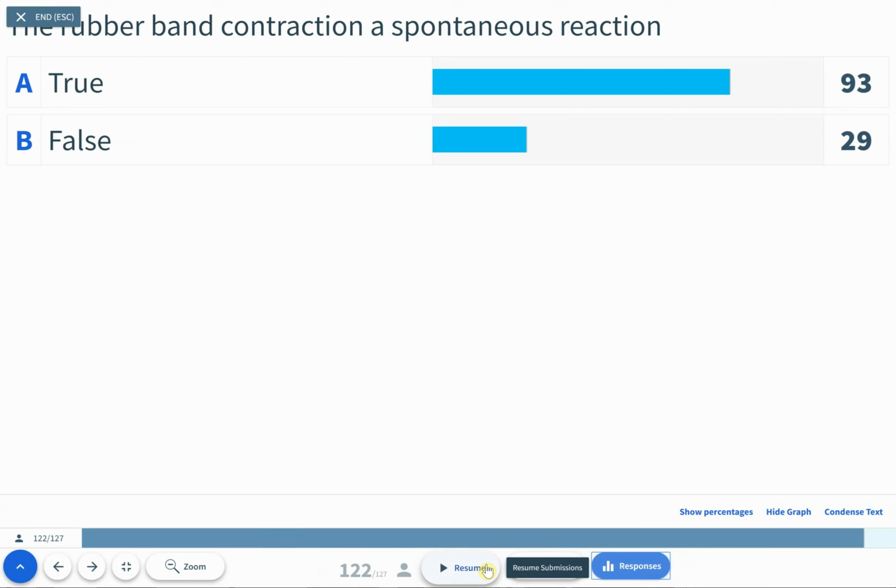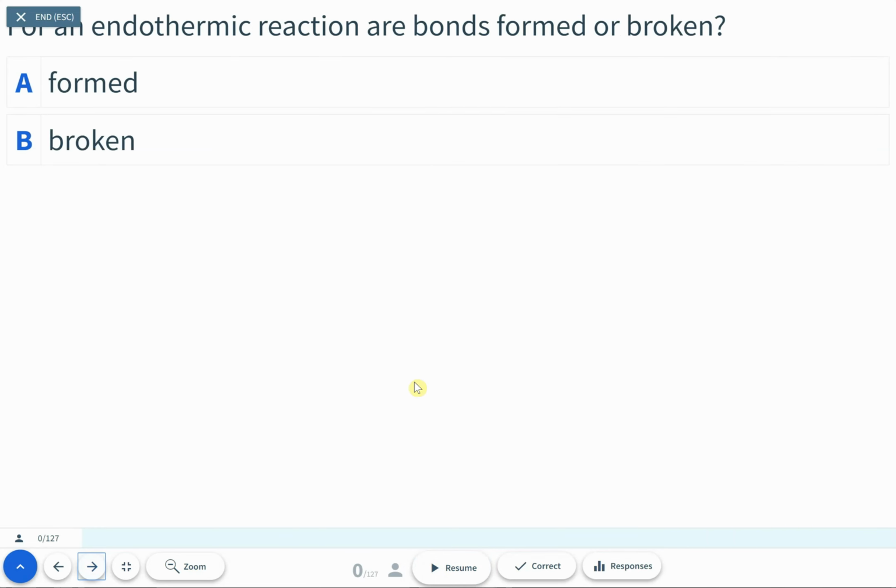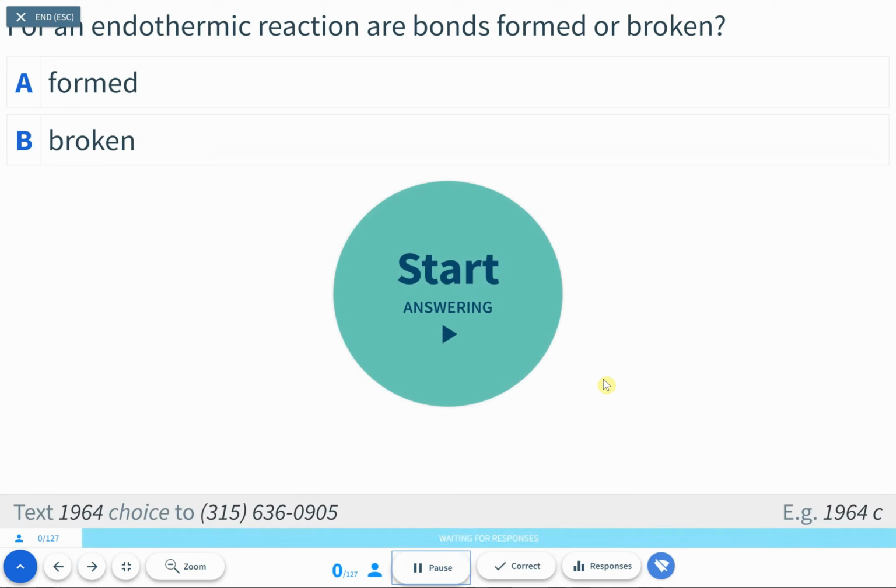Let's keep going. By the way, half your points are just for clicking something, and the other half is for getting it right. Let's go to our next one. This one's trickier. For an endothermic reaction, are bonds formed or broken? Endothermic reaction, it's going to absorb energy. Are you breaking bonds or forming bonds? Okay, go ahead, get your answers in.